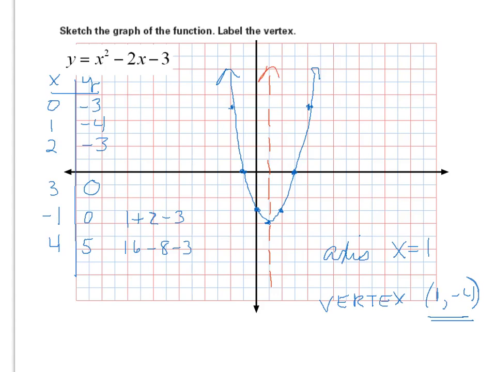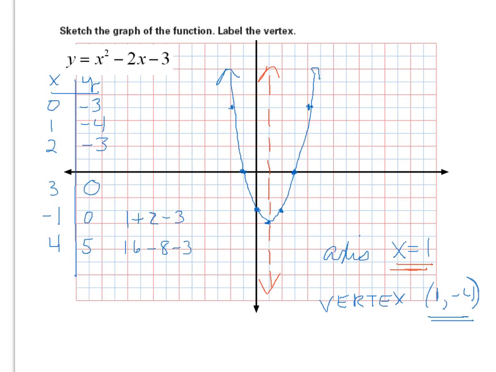Let's make sure that axis is aligned. So there's your axis of symmetry, x equals 1. Now I was kind of just lucky on this problem that the first 3 numbers I plugged in for x, 0, 1, and 2, actually gave me the vertex and showed me the symmetry.